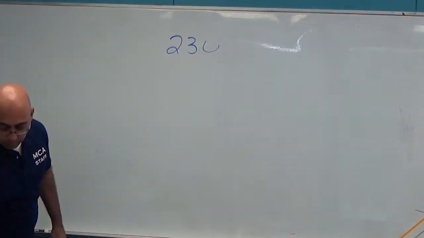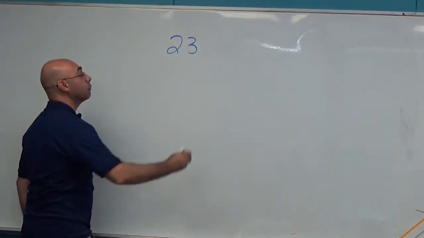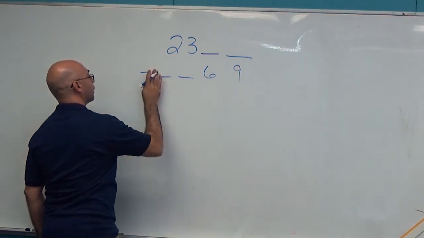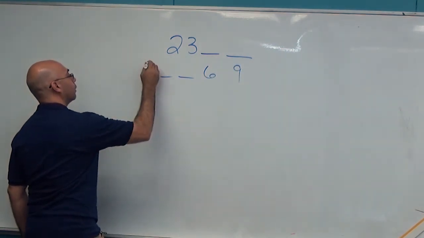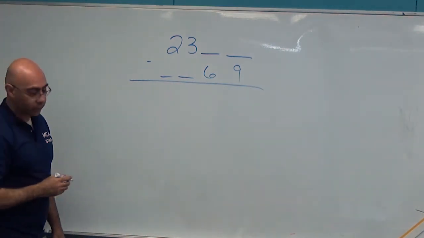Not 0, 0. 2, 3, something, something, minus something, something, 6, 9. This is a minus sign, by the way. Equals 133.